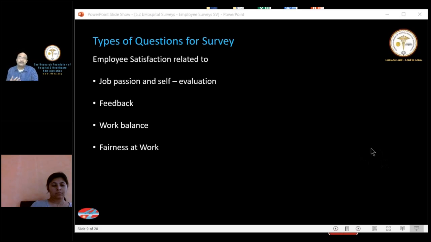Employee surveys typically ask questions in multiple ways, like I said in the beginning. You could have multiple choice questions where the responses are fixed, or you could have some questions multiple choice and the others on a scale like a Likert scale, or you can have some questions which are open-ended. So depending on what you are trying to gauge, you could have the question framed accordingly.